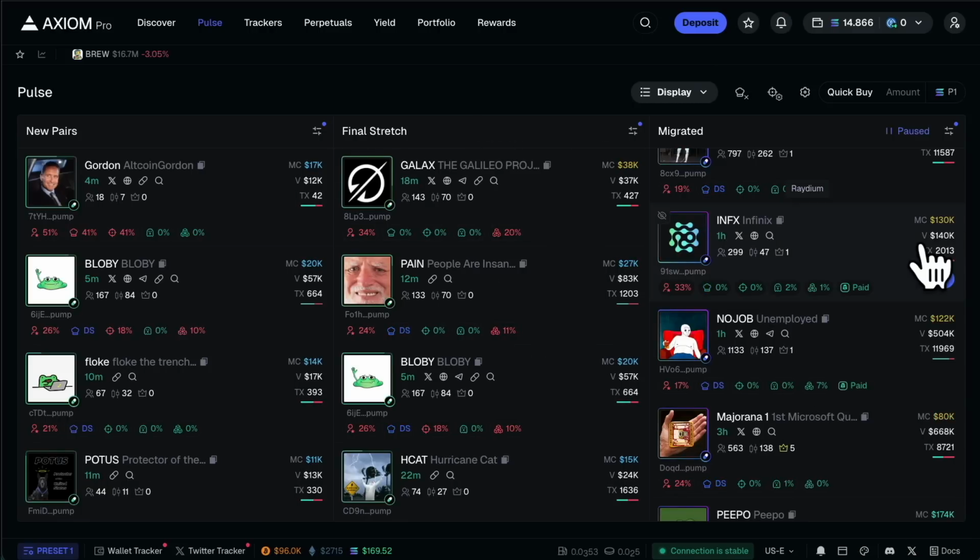So first of all, which bot should you use? Should it be Axiom, something else? Well, in my opinion, the best two bots right now when it comes to trading, especially lower cap coins, are Axiom Pro and BullX Hypervision by miles. Those are the two best.